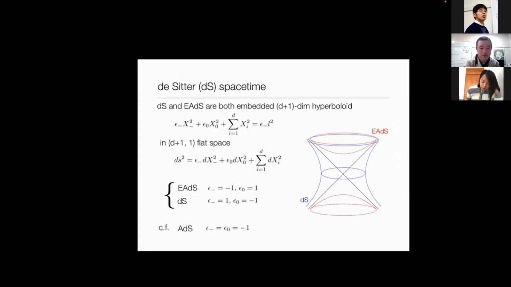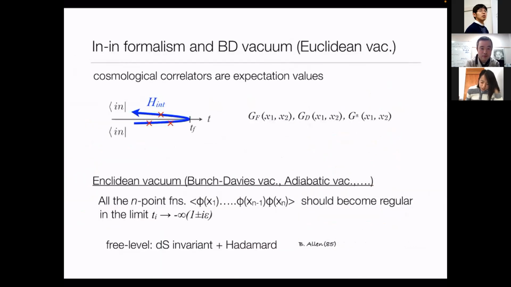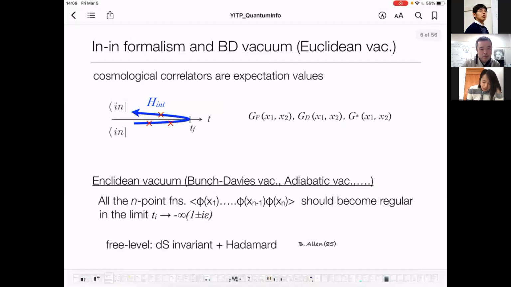So for cosmological correlators, what we consider is not like a scattering amplitude. It's not the in-out stuff. Instead, we need to calculate the expectation value. Because of that, we have to consider a closed time path, which is sandwiched by the same quantum state.